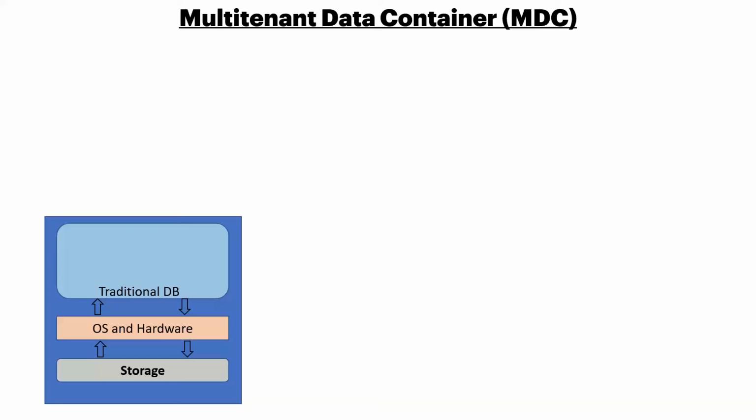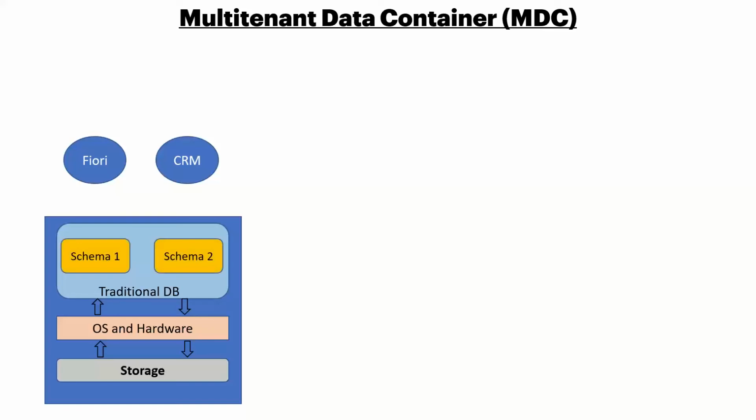Now I need to deploy 2 applications on my database. So how do I do it, right? This is very, very theoretical. It is not practical at all, right? So I need 2 applications, Fiori and CRM, to run on the database. Now what I'm saying is purely theoretical. It cannot be implemented. So one way of doing it is schema.